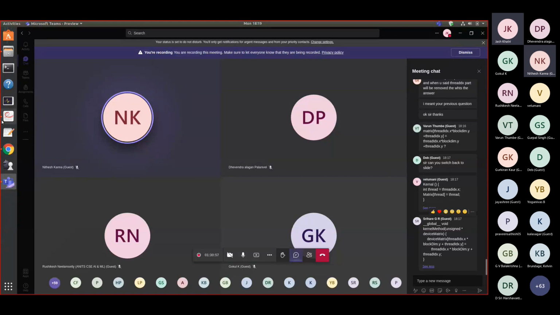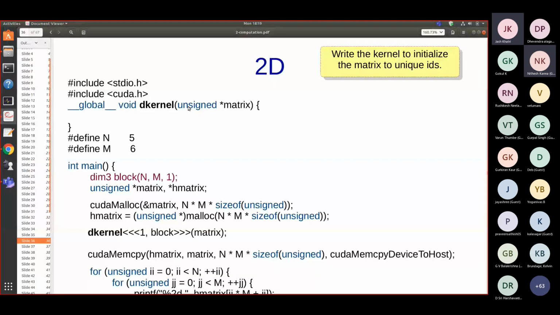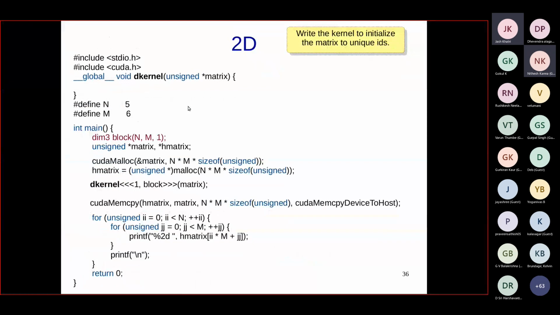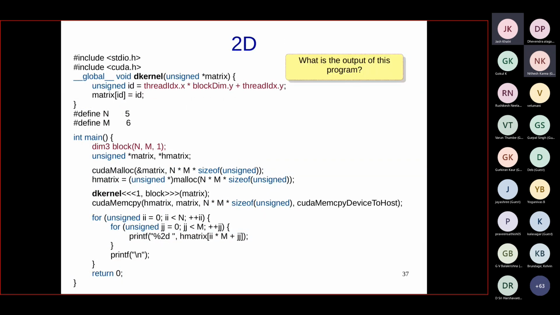Okay, switching back to the slides, since we have less time. Let's try understanding what will happen. This is one of the ways in which we can initialize the matrix. Let us try understanding what is being done here.